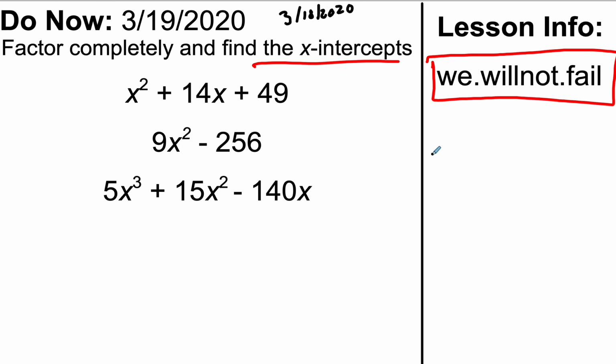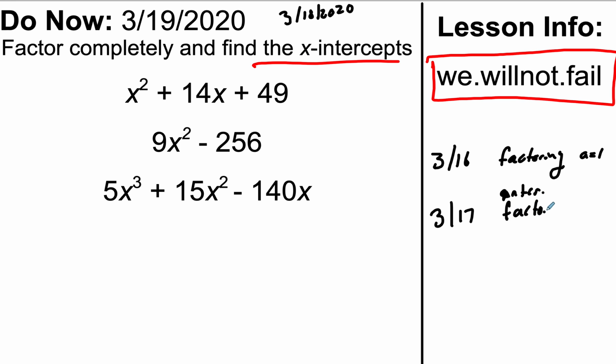Okay, so at this point, we've had a couple lessons. On 316, we talked about basic factoring, so A was equal to 1 generally, and I started to talk about some interesting patterns with special cases. On 317, we talked about intermediate factoring, so, for example, usually A was more than 1.